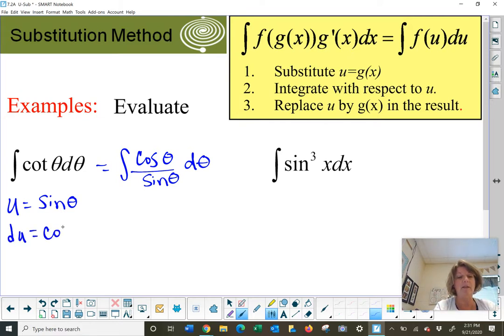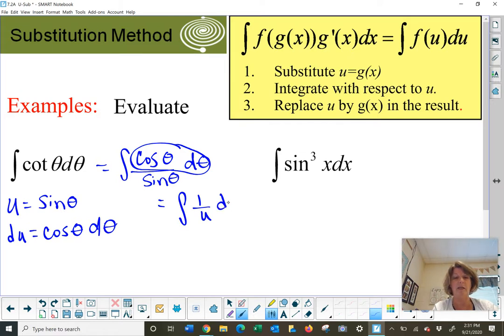du would equal cosine theta. Oh, this is going to be so nice because there's cosine theta d theta. And this would be with respect to theta, so d theta there. And that's just a very clean substitution. So I'm going to have 1 over u for 1 over sine theta. And then cosine theta d theta gets replaced with du. This is natural log pattern, so it's natural log absolute value of u plus c.